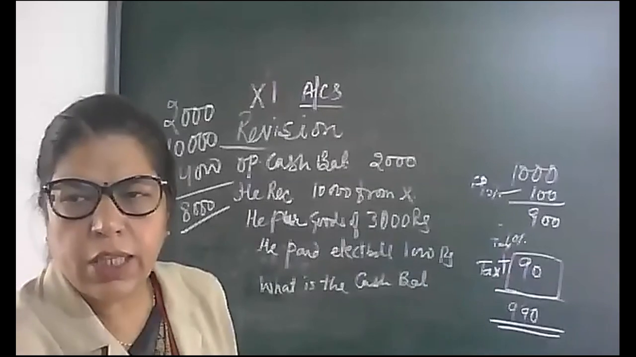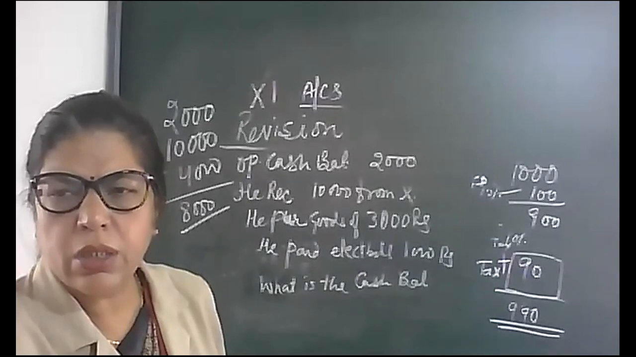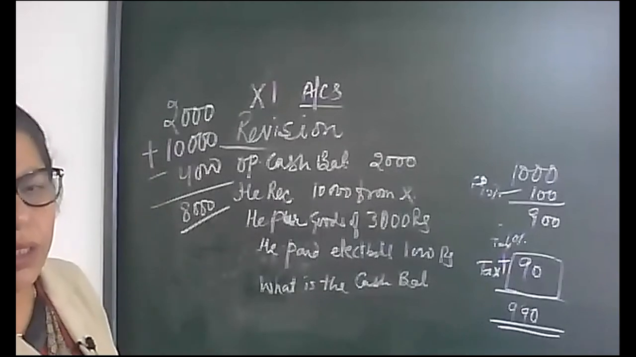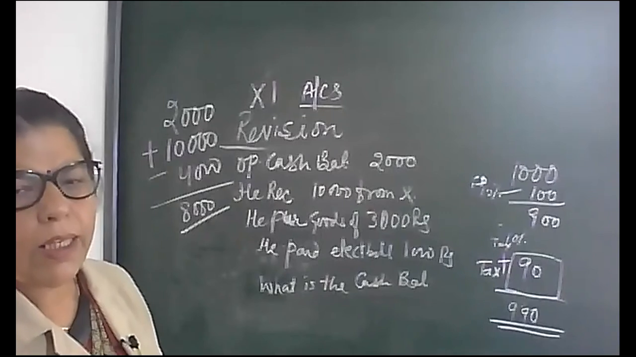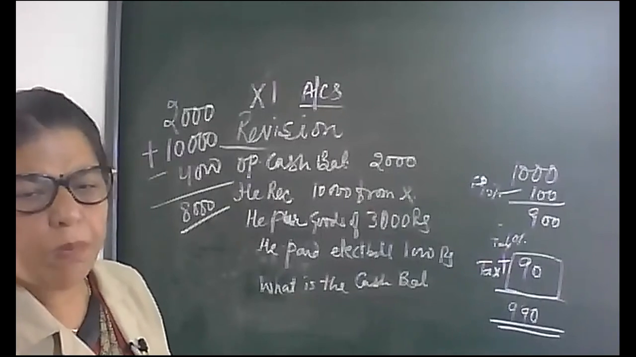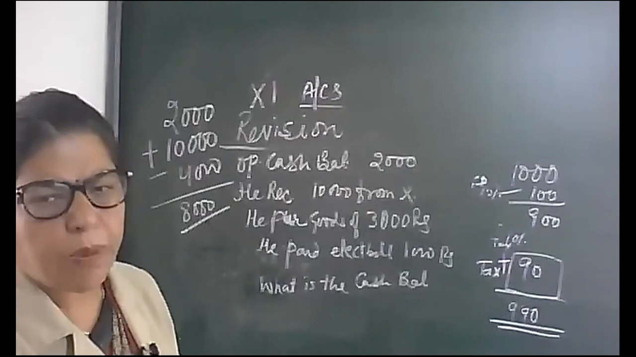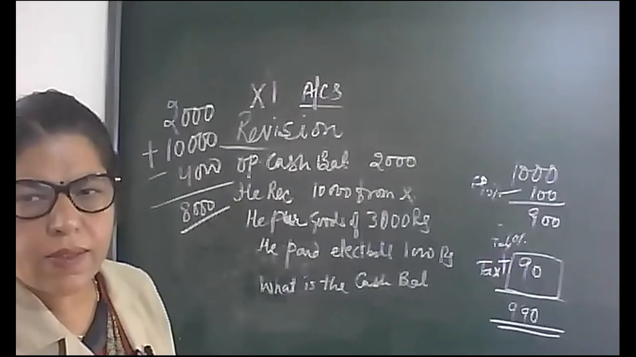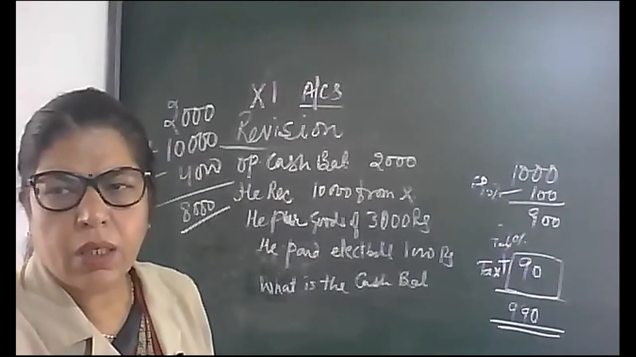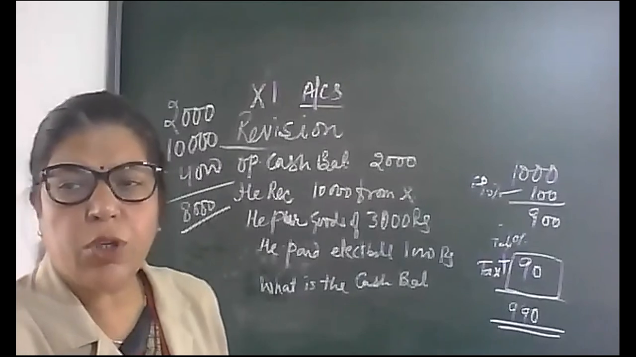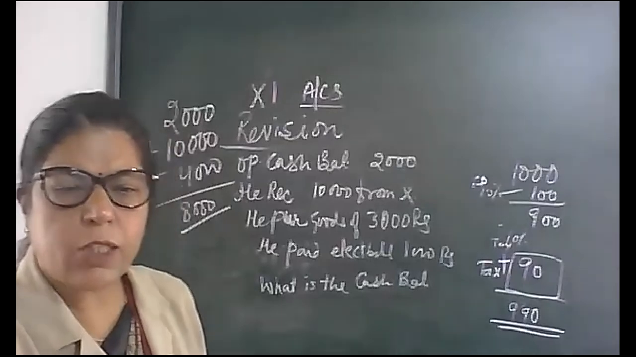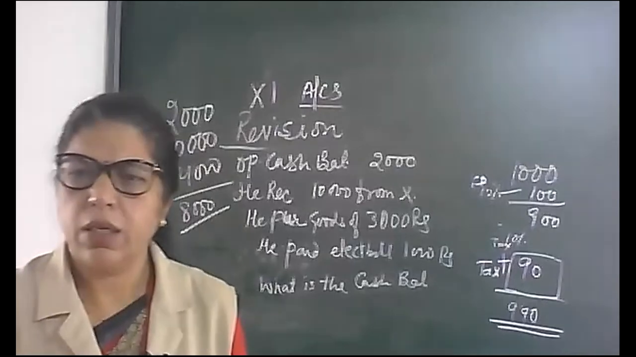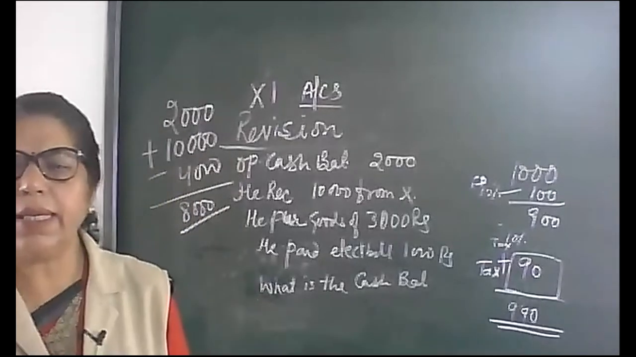Okay. Shall I give you more questions? Or do you want to note down this question? Opening cash balance is 2,000. 10,000 he received from X. He purchased goods of 3,000. He paid electricity bill. What is the cash balance now? Then plus this and minus this. Okay? Now what I want to say, don't make the complete cash book, just plus and minus in rough copy and write the answer in Google form. Clear? Chal. Next question.